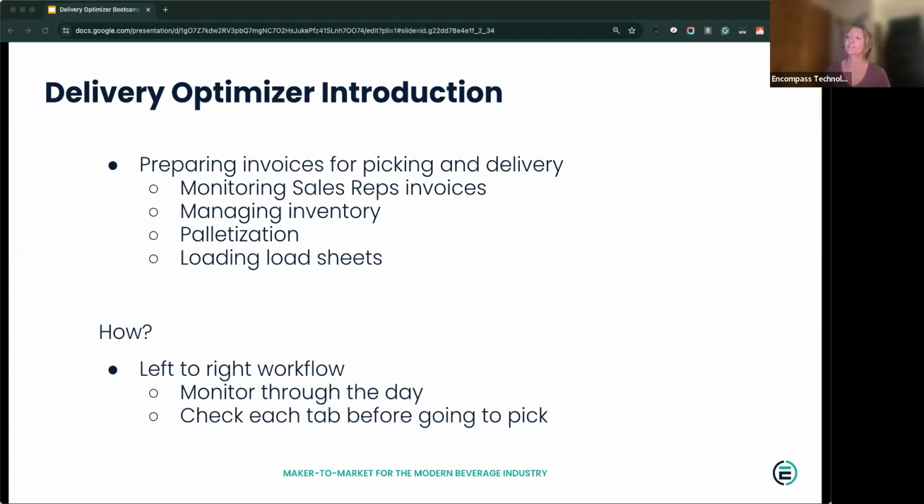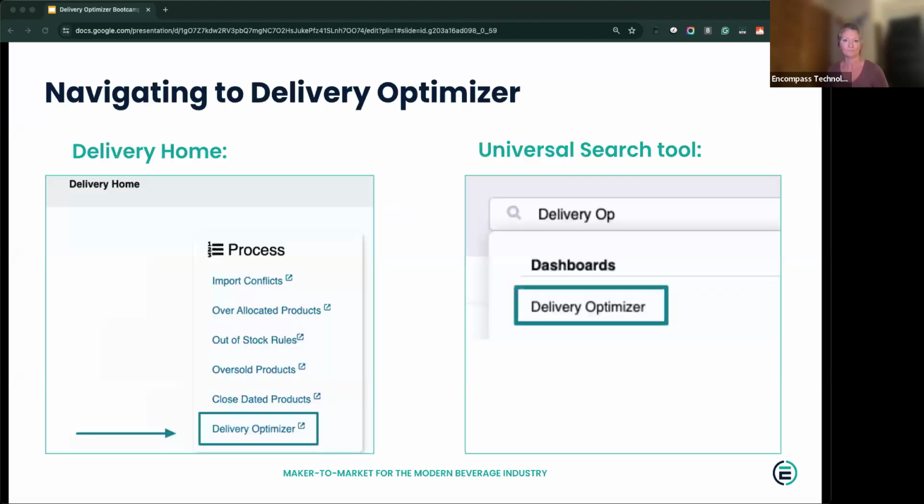So preparing those invoices for picking and delivery, that's going to start with monitoring the invoices as they come in. We'll be managing the inventory with a couple of different tools we have at our fingertips, and then go through palletization and loading the load sheets. How are we going to do that? We're going to work left to right within the dashboard. We're going to monitor it through the day, and we're going to make sure that we are checking each tab before we actually go to pick. So a lot of steps before we actually create those pallets and send our pickers out onto the floor.